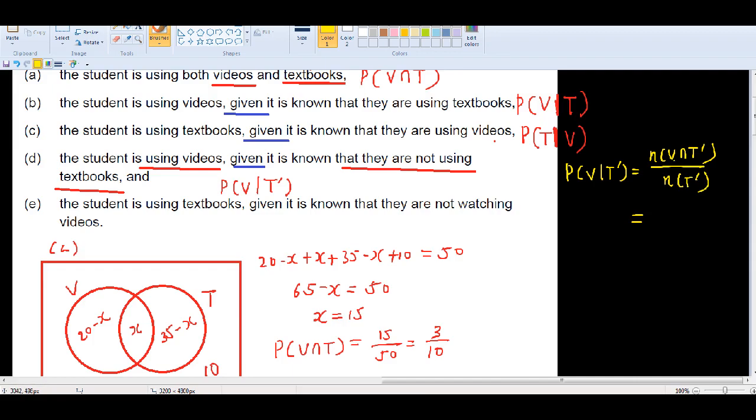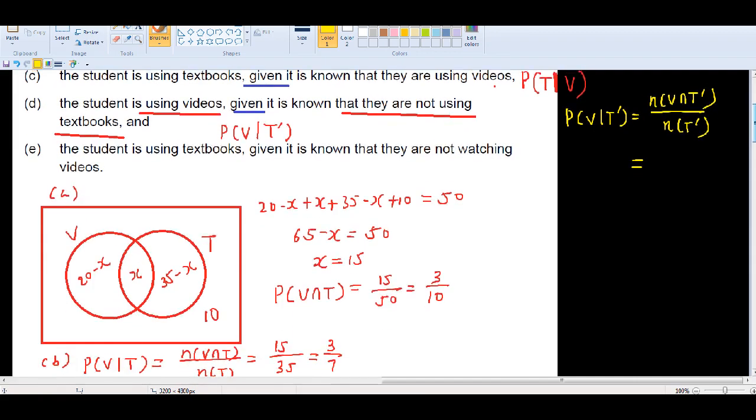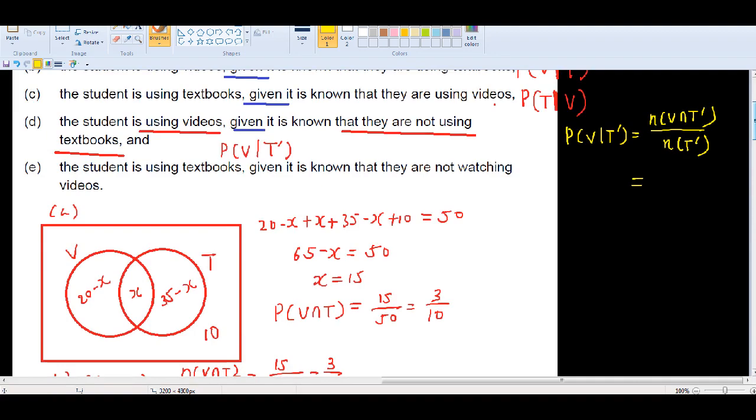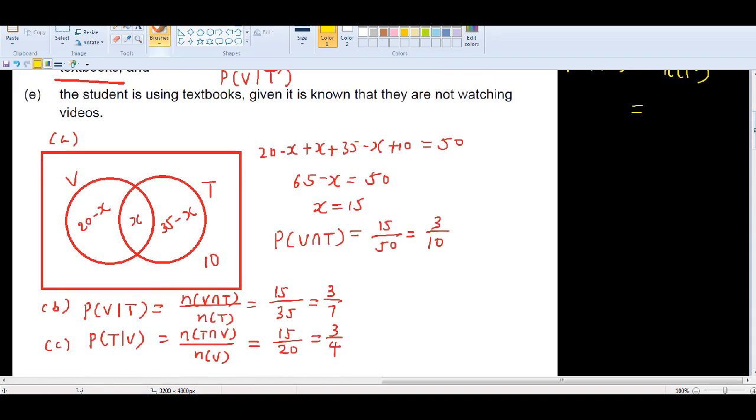Okay, so they're watching videos but no textbook. Which part? You should be watching video, no textbook. This part? Okay, so X is 15. So that means it should be 5 of them.